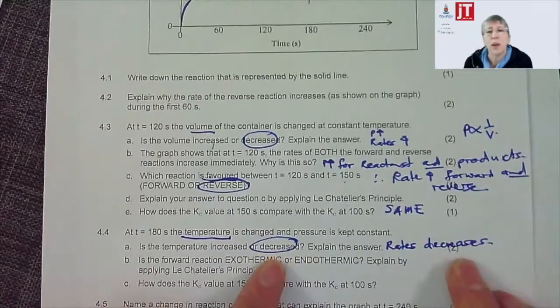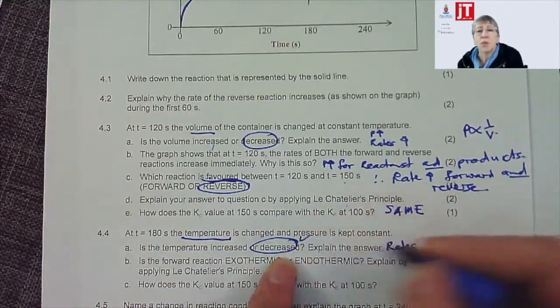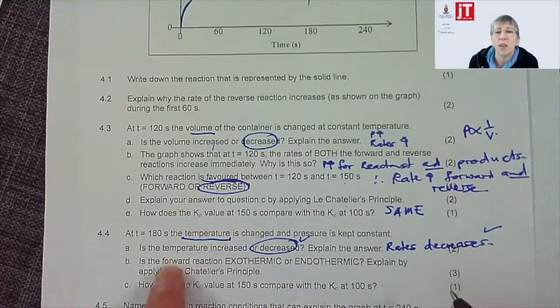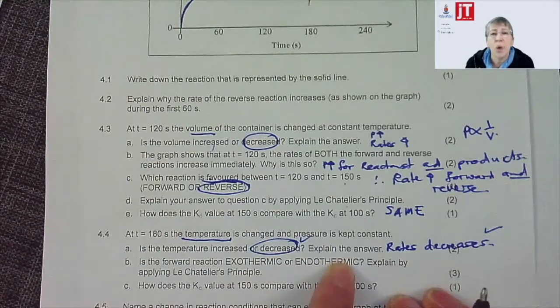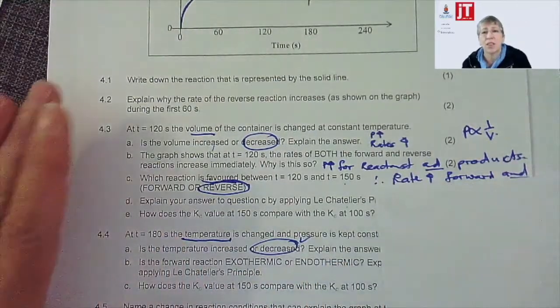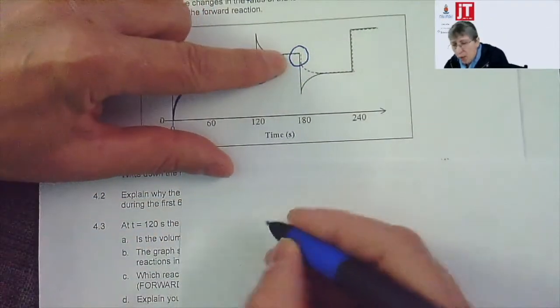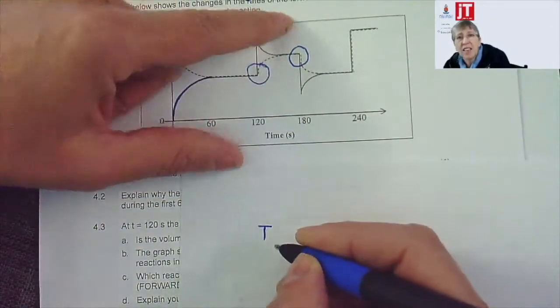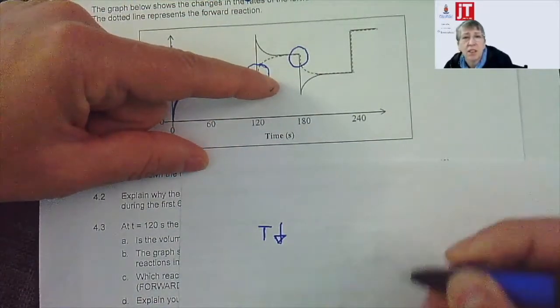And the rates will only decrease if the temperature decreased, right? So one is for decreased and the other one is the reason. Now they ask, is the forward reaction endothermic or exothermic, and explain by applying Le Chatelier's principle. Right, now what can we see from the graph here? We know it's a temperature change, and since the rates are going down, we know the temperature decreased, right?